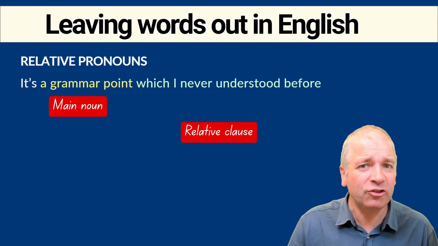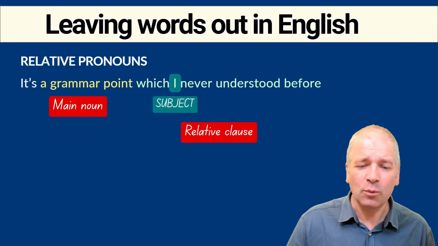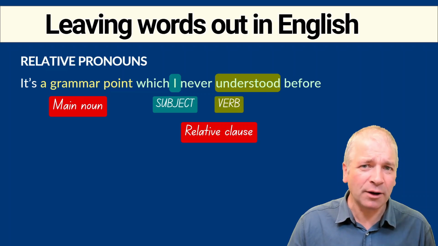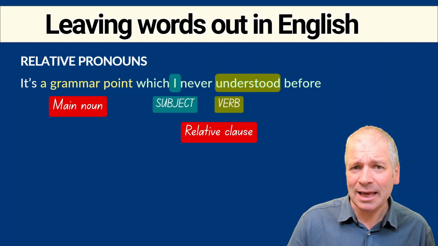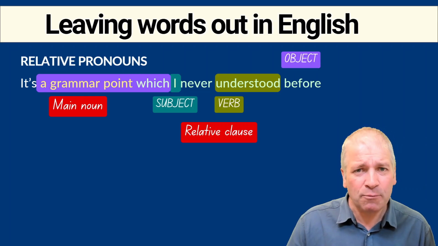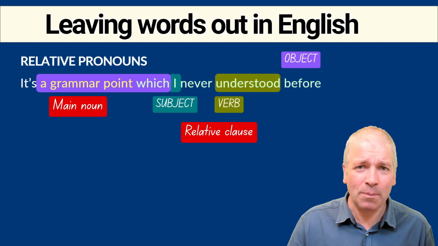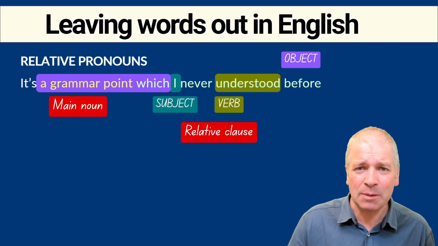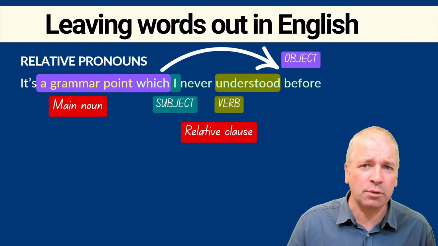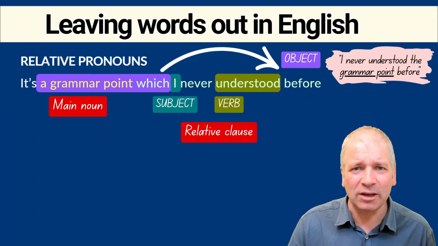The grammatical structure here is important before we know which words we can leave out. We have the subject of the relative clause, which is I. Then the verb is understood. But interestingly here, the object is actually the relative pronoun. And the relative pronoun describes a grammar point. The relative pronoun replaces the words that come immediately before. How do we know this? Well, let's think about what this clause really means. It means I never understood the grammar point before.